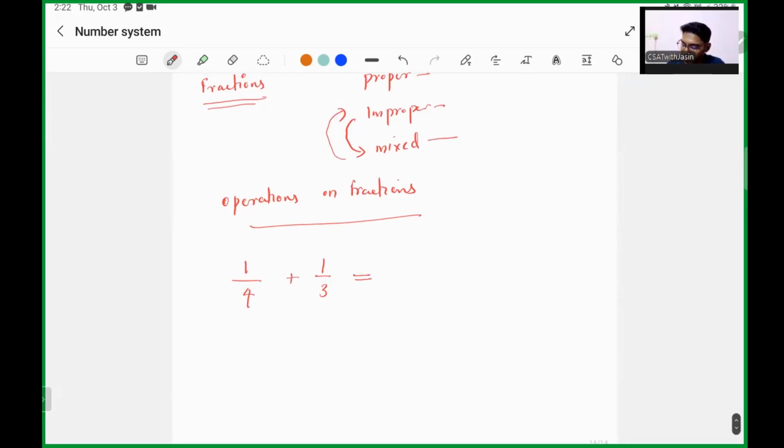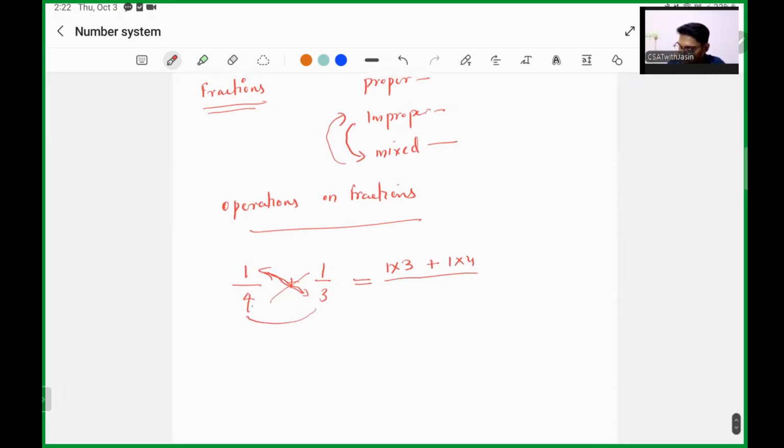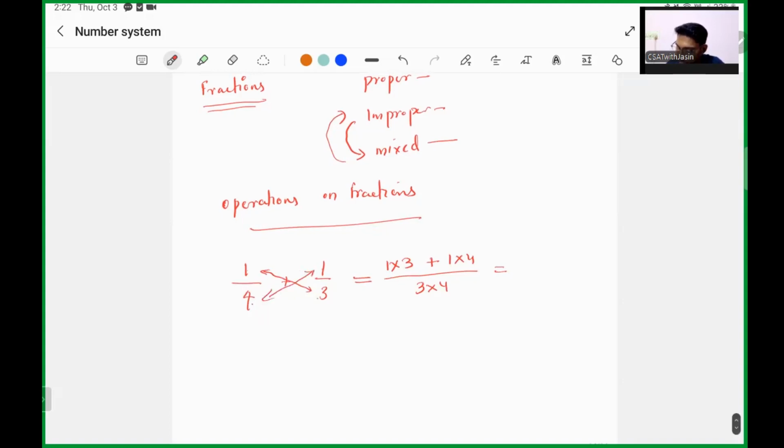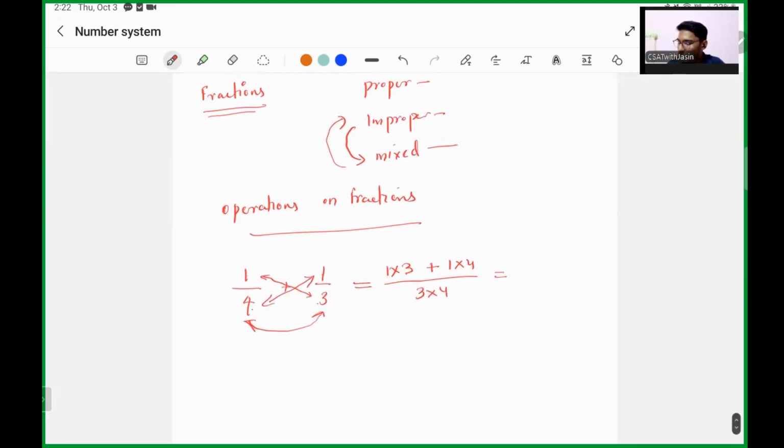So how you do it is, you can cross multiply here. That means you do 1 into 3 plus 1 into 4, divided by the product of the denominators, that is 3 into 4. So when you need to add two fractions, you first cross multiply like this, that is 1 into 3 plus 1 into 4, then divided by 4 into 3. You will get 1 into 3 is 3, 1 into 4 is 4, so total 7 by 12. So this will be the answer. 1 by 4 plus 1 by 3 is 7 by 12.